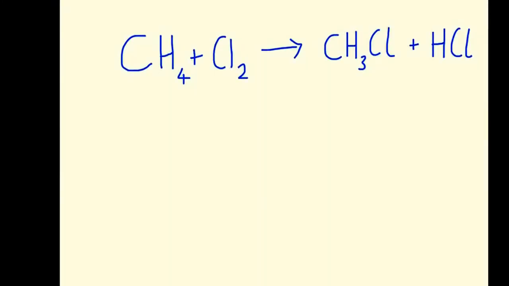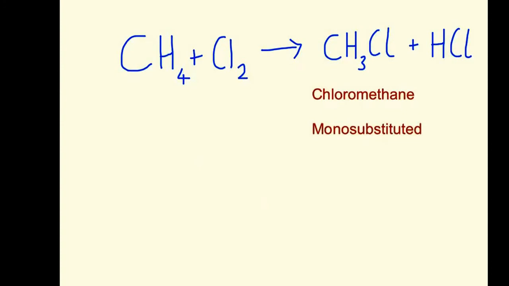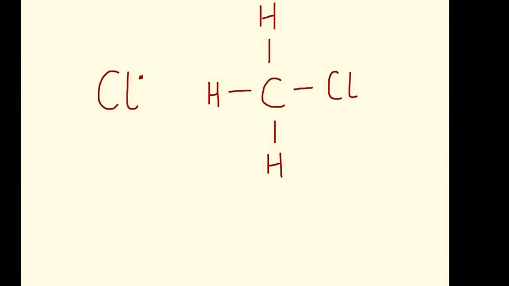So the overall reaction, as we saw at the beginning, is our methane plus our chlorine. It's a substitution, so we're swapping in one of the chlorine atoms for one of the hydrogen atoms in methane. The product is called chloromethane. We don't need a number on it, because methane only has one carbon. It's known as a monosubstituted product because only one of the hydrogens has been substituted for chlorine. So what happens if that chloromethane, once it's produced, comes into contact with a chlorine radical?